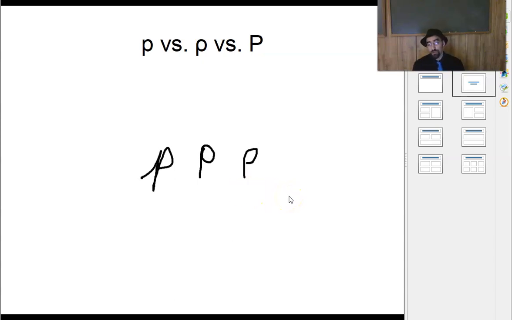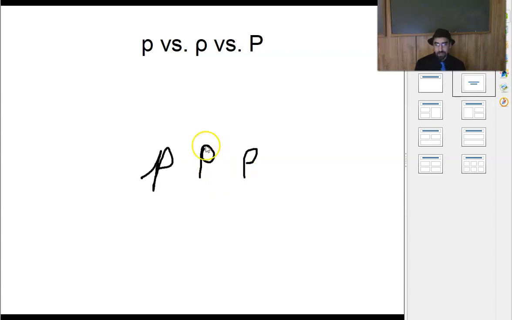Lowercase p versus rho versus capital P. Lowercase p should have a tail in the back. Rho should not. Also, you should start your rho kind of at the top of the loop so that you're double dipping, you're writing this portion twice. So you can see the two distinct parts: here's where it starts, and here's where I'm doubling my tracks.